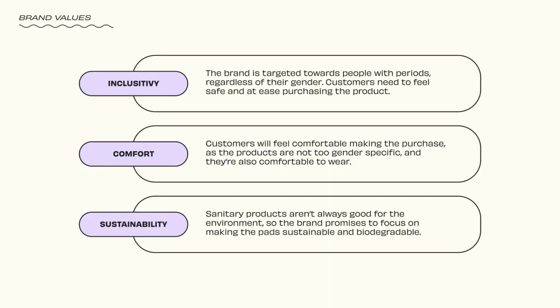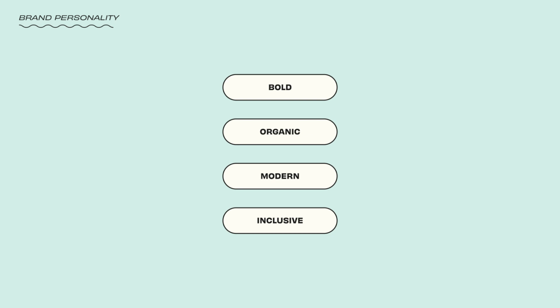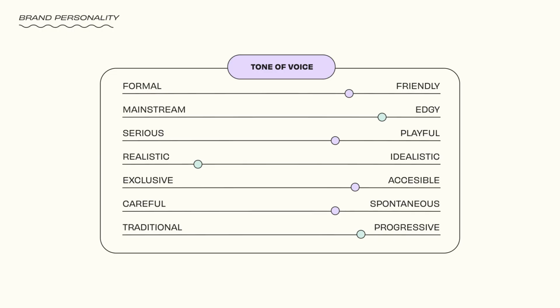The main values for the brand will be inclusivity, comfort, and sustainability. The brand wants to target people of all genders, and they want to make sure that they feel comfortable and safe purchasing the product, but also wearing the product. Sustainability is a big thing because we know that sanitary pads usually aren't that good for the environment, so the brand promises to focus on making the pads sustainable and biodegradable. And then we have the personality, that's bold, organic, modern, and inclusive. We can see that also from the tone of voice, which is friendly, edgy, playful, realistic, accessible, spontaneous, and progressive.